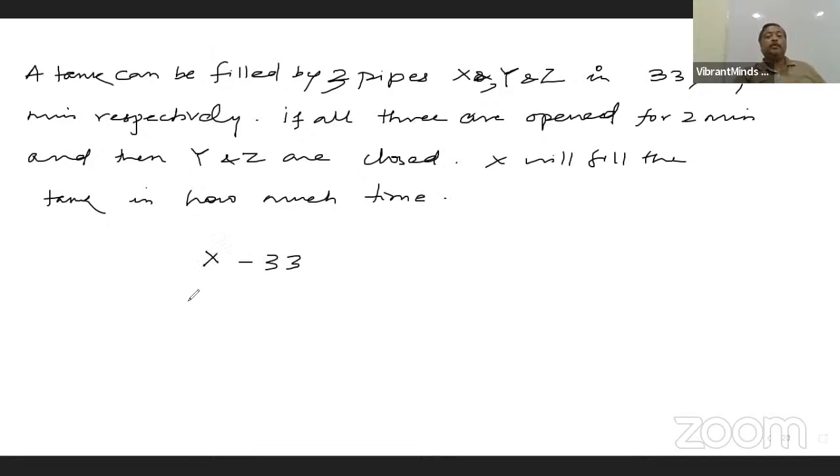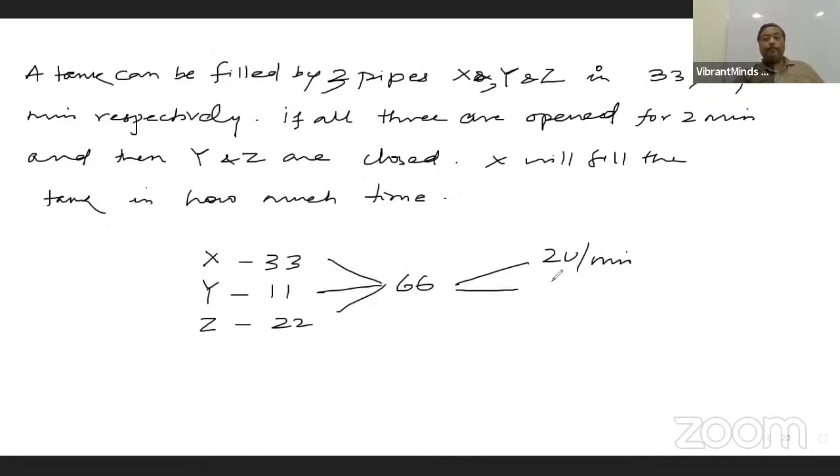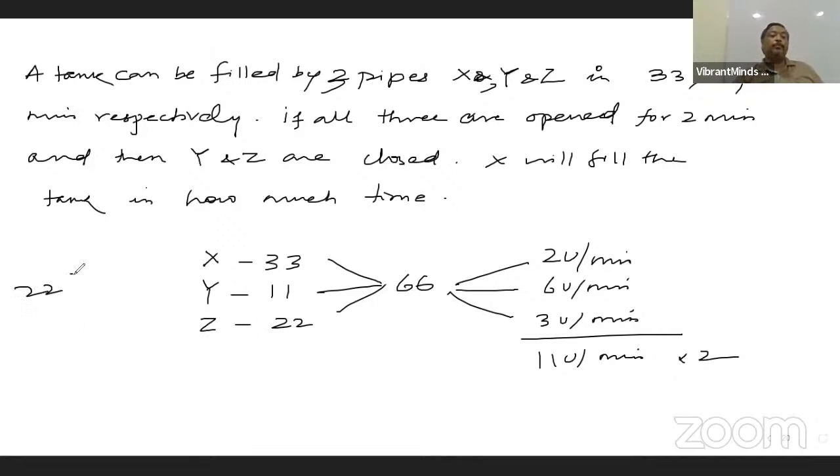So X is 33, Y is 11, and Z is 22 minutes. Taking the total work as 66 units, X will be 2 units per minute, Y will be 6 units per minute, and Z will be 3 units per minute. Now when all three are opened, 2, 6, 8, 3, 11 units per minute the work is going, and all three are opened for 2 minutes. So out of 66, 22 units are finished. The remaining is 44 units, which is to be completed by X.